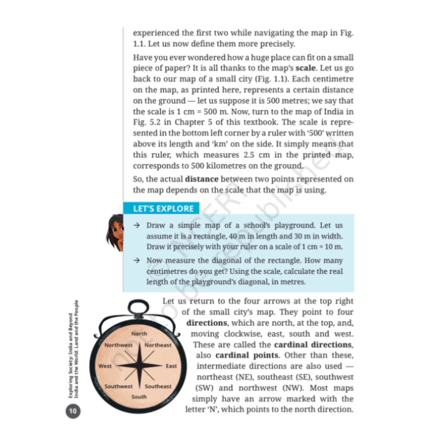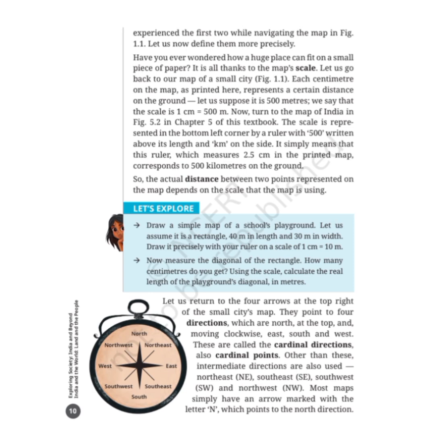Let's explore. Draw a simple map of a school's playground. Let us assume it is a rectangle, 40 meters in length and 30 meters in width. Draw it precisely with your ruler on a scale of 1 centimeter to 10 meters. Now measure the diagonal of the rectangle. How many centimeters do you get? Using the scale, calculate the real length of the playground's diagonal in meters.